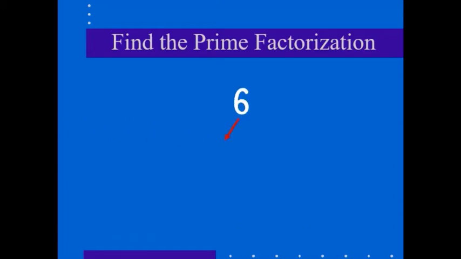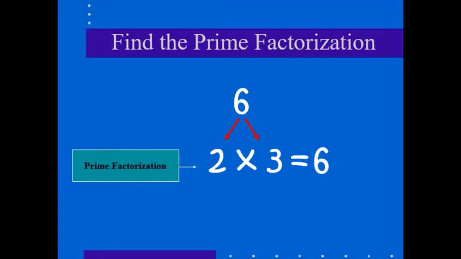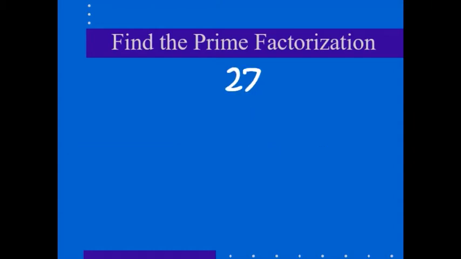Next we've got 6. 6, what would we do you think? 2 times 3, yeah. Can we make 3 any smaller? Nope. Can we make 2 any smaller? No. So the prime factorization of 6 would be 2 times 3, because these are both prime numbers, prime factors. Oh, sorry. And the exponent form would just be, again, 2 times 3.